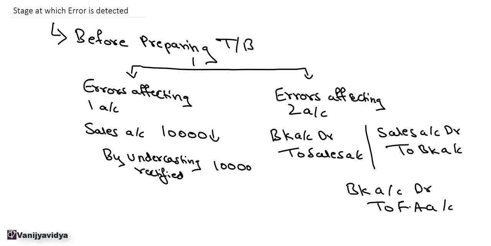Now when we pass the rectified entry, we give a net effect of this reversal of a wrong entry and this correct entry. The rectified entry will combine these two entries and give the net effect. So sales account debit to bank account is credited here. Now here bank account debit to fixed asset account. So bank account gets cancelled. So the rectified entry will be sales account debit to fixed asset account. This is how we rectify the entry. Now this is before preparing a trial balance.